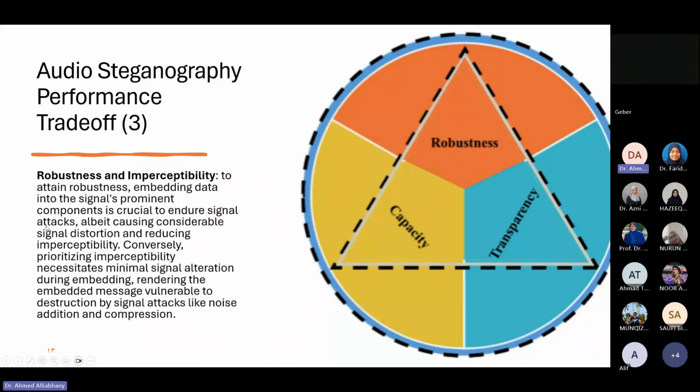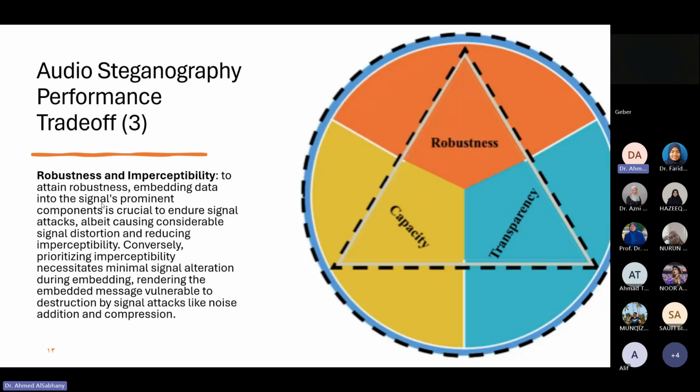The third trade-off is not very direct, however, it exists. To attain robustness, embedding data into the signal's prominent components is crucial to endure signal attacks. So actually, this needs a little bit of explaining. If we are improving or targeting the robustness, we must target the most prominent parts of the signal, because these are the parts that can resist the signal attacks.